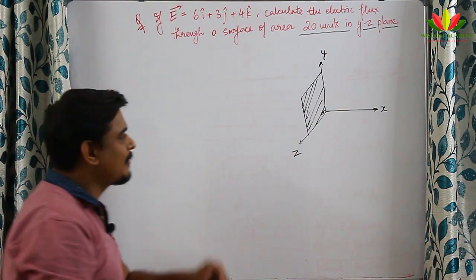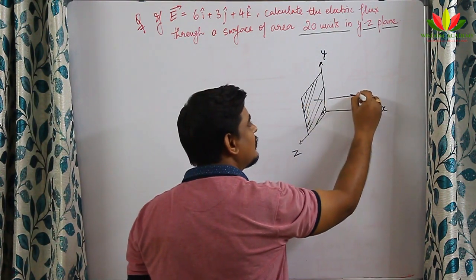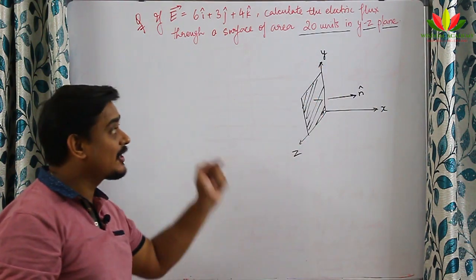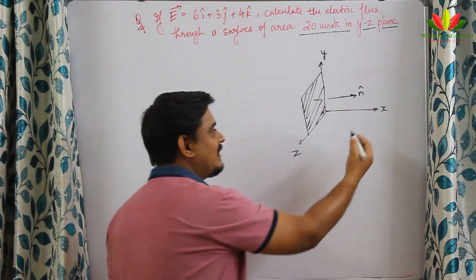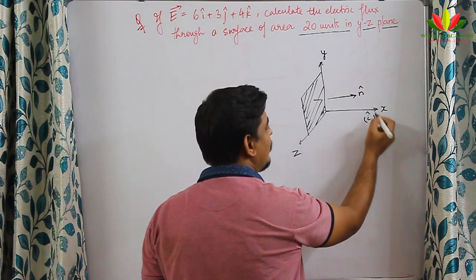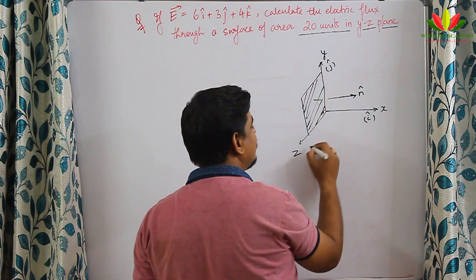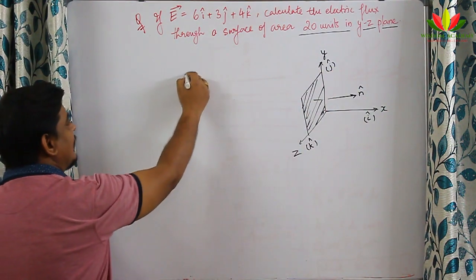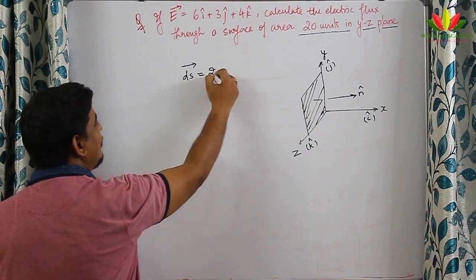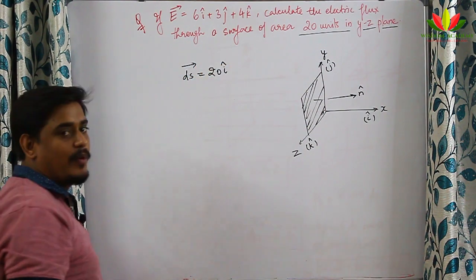So, normal to the YZ plane means this is the normal, isn't it? So, what is the direction of the ds? It is in the x direction. I hope you know that the unit vector in the x direction is i cap, here it is j cap and here it is k cap. So, I can write from here that the ds vector is 20 i cap. I hope you understood how I wrote 20 i cap.